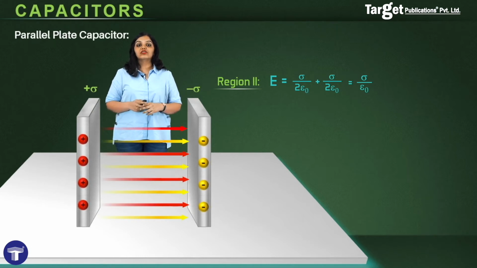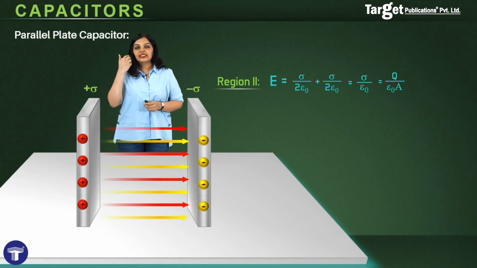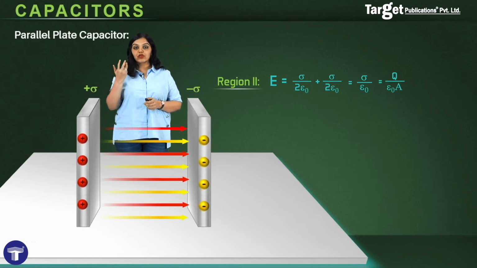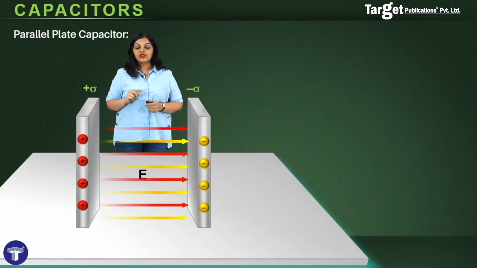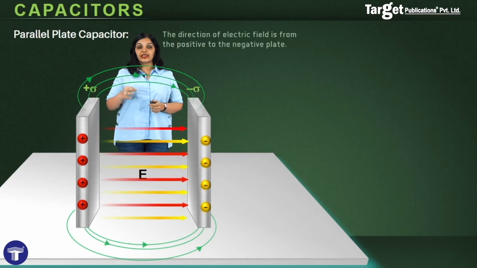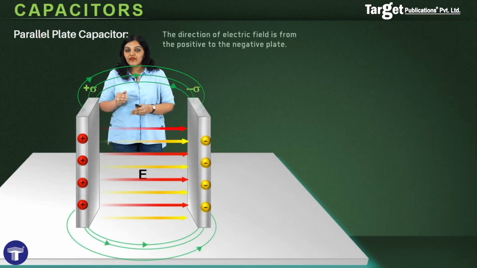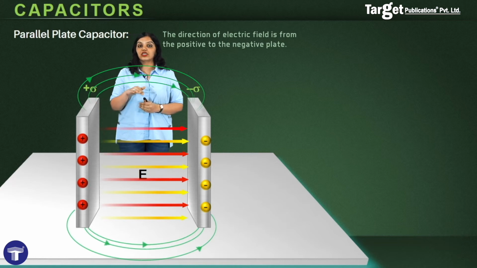Now once I found the total field E is equal to sigma upon epsilon naught, I can write that down as Q upon epsilon naught A by simply substituting sigma is equal to Q upon A. Now one thing that you must note is that the direction of the electric field between the plates is from the positive to the negative plate. However, this electric field is not always straight and parallel.